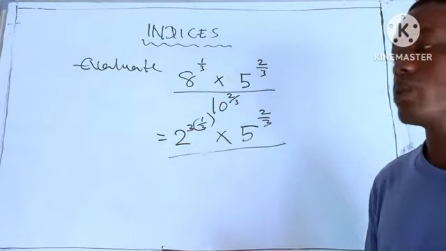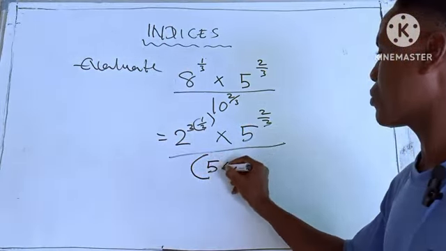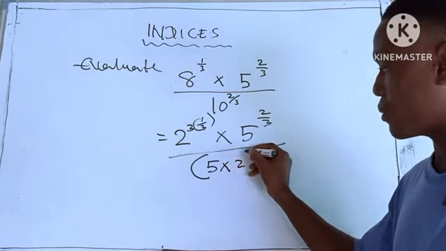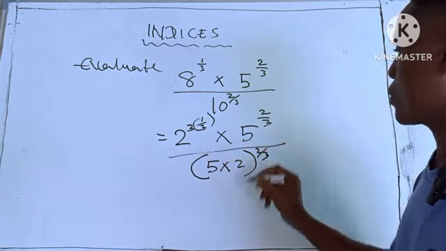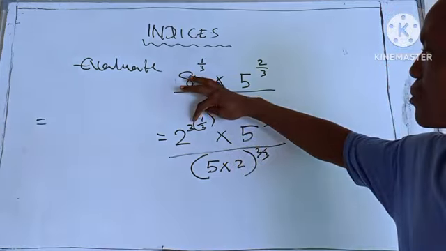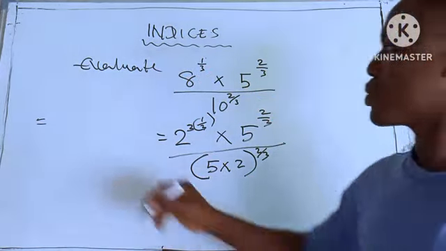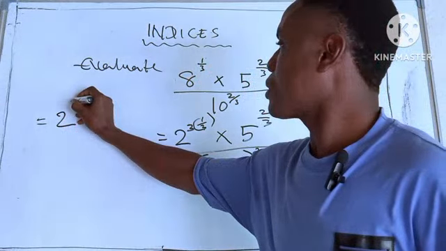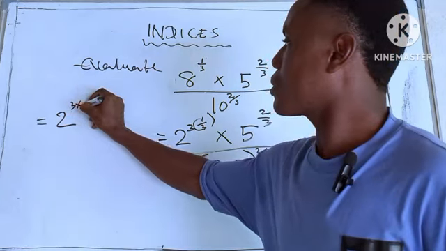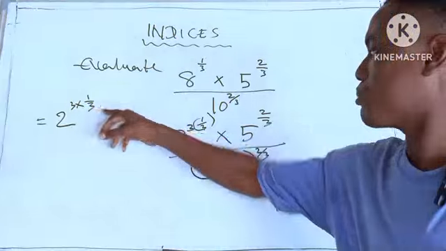It's 5 times 2. Yes. 5 times 2 is what? Is 10. 5 multiplied by 2 is 10, right? So raised to power 2 all over 3. So we have 3 multiplied by 1 all over 3, right? So we have equal to 2 raised to power 3 times 1 all over 3. Are you getting it? So this is the meaning.